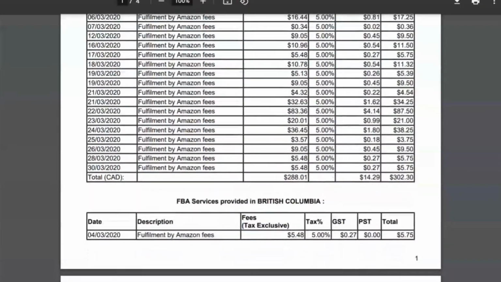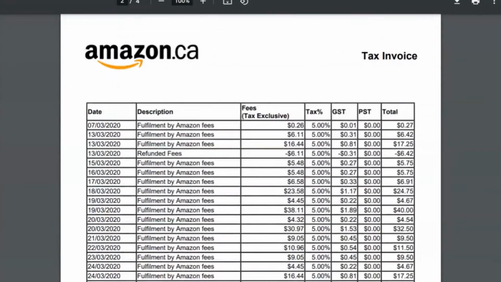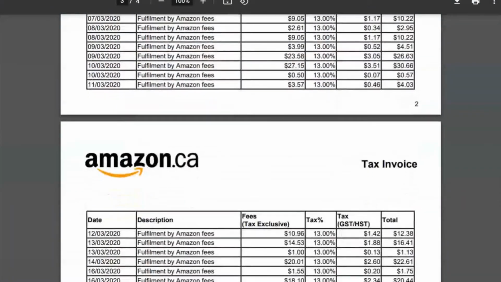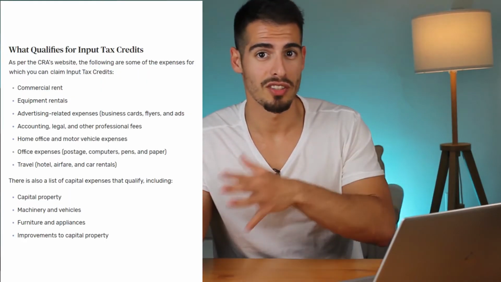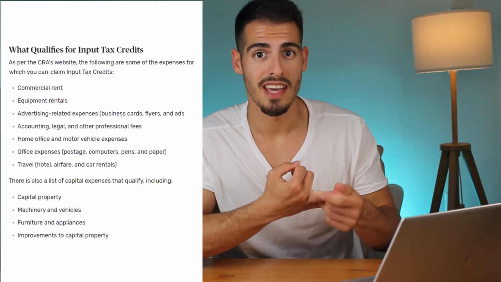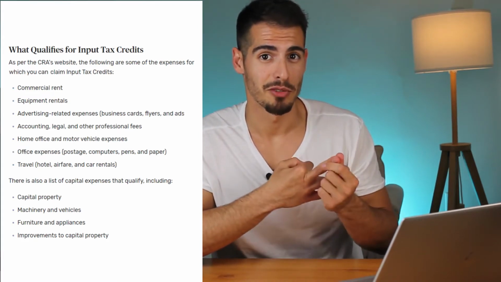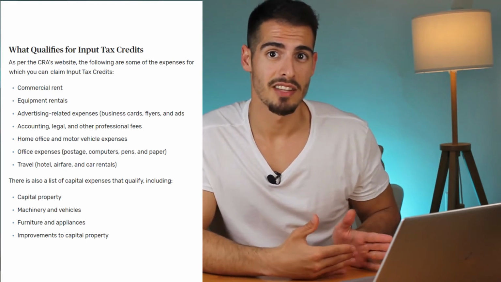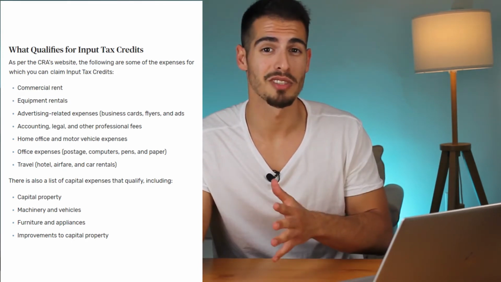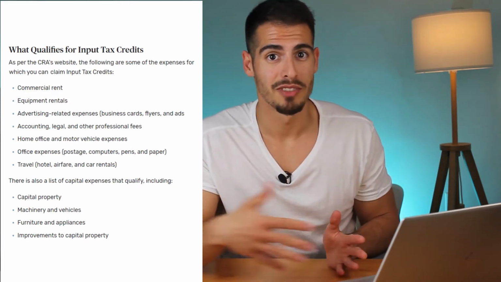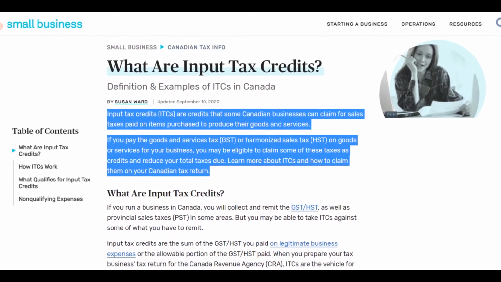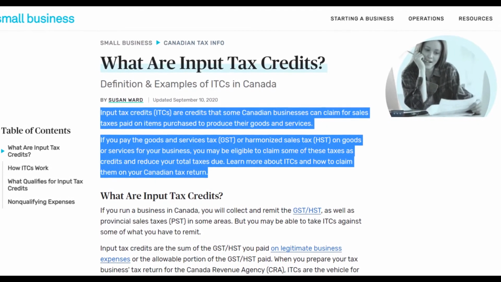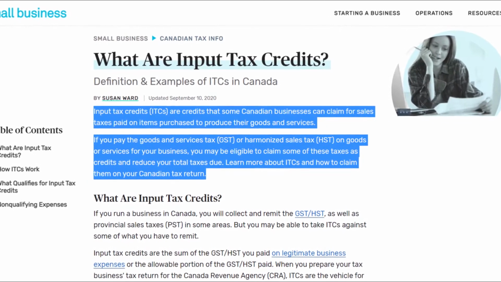Every month Amazon sends you a new monthly FBA tax invoice. Now, this is the GST HST sales tax that Amazon charges you on their FBA fees. I'm sure you pay GST HST on your other business expenses like shipping by UPS, Canada Post, or for purchasing your inventory. Every month, these GST sales taxes that you paid are going to be hundreds, if not thousands of dollars. Now, these are all input tax credits. If you don't know what input tax credit is, that's your problem. I'm just kidding. Input tax credits are credits that Canadian businesses can claim for sales taxes paid on items they purchase to produce their goods and services.